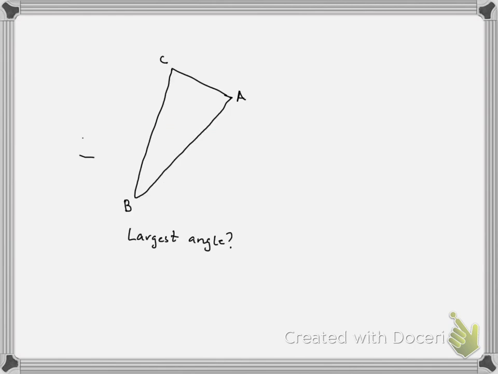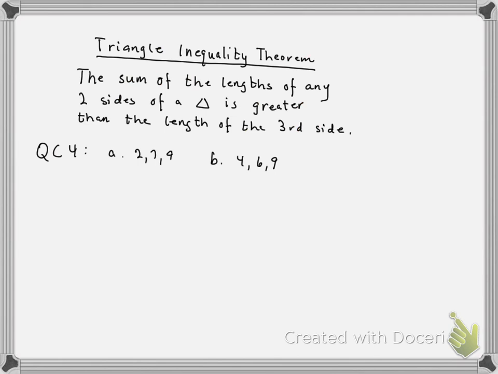Likewise, the largest angle here in this drawing is going to be across from the longest side. Well, obviously, AB is the longest side of that triangle, so the angle opposite that would be angle C. Very, very simple concept. Okay, now this is the one that we're going to spend the most time on.